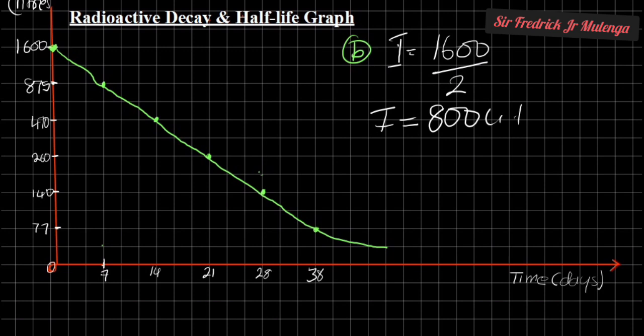So where do we go now for us to find that? This 800, you go and find it on the graph. You go to the column where you put your masses, this your counts. So you go there, okay?